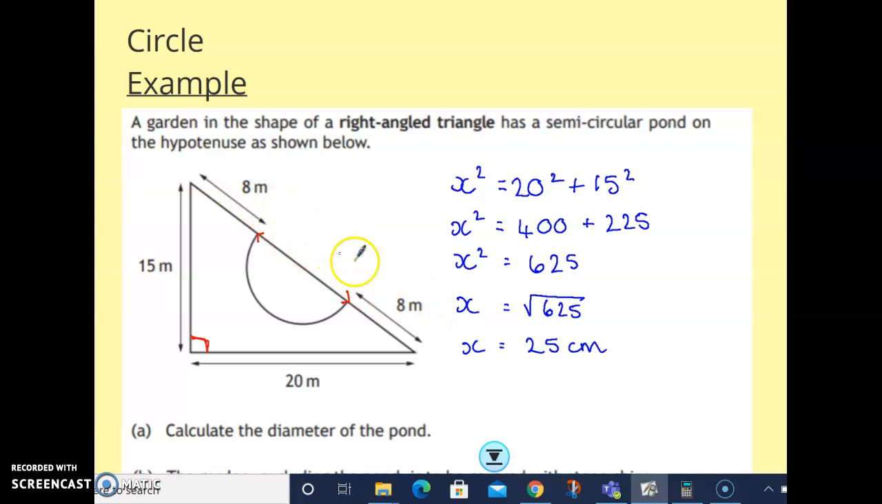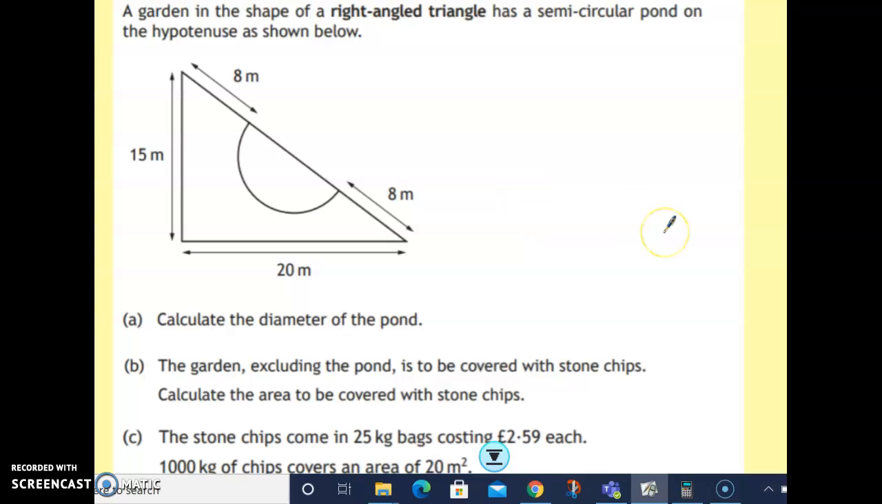We're asked just for the diameter, so our diameter is that 25 minus the bits we've already got, so minus 8, which gives us 9 centimetres. Okay, Part B. Part B says the garden excluding the pond is to be covered with stone chips. Calculate the area to be covered with stone chips.